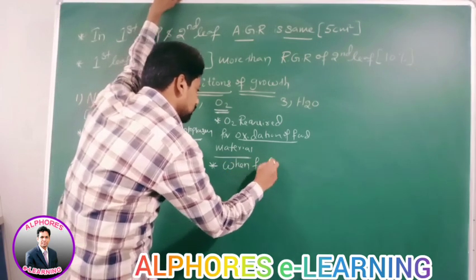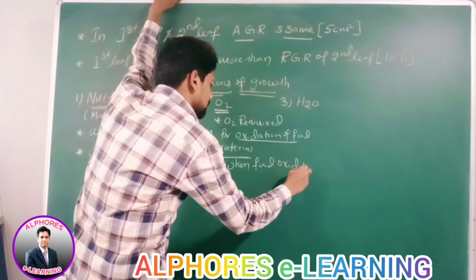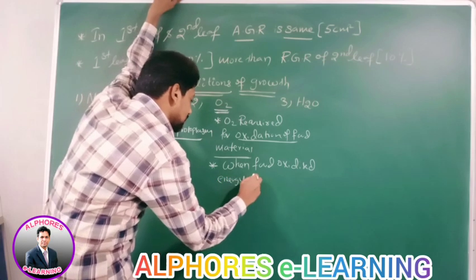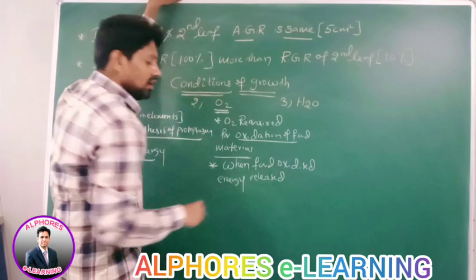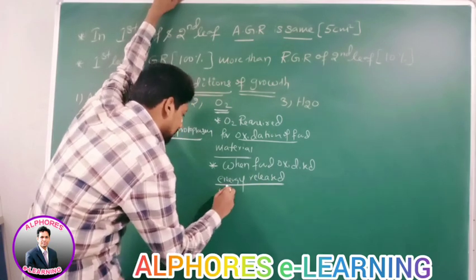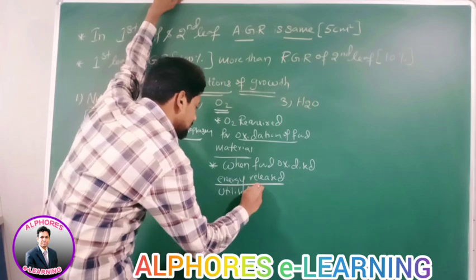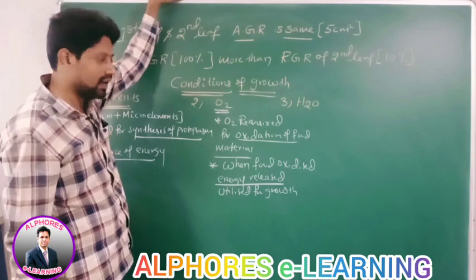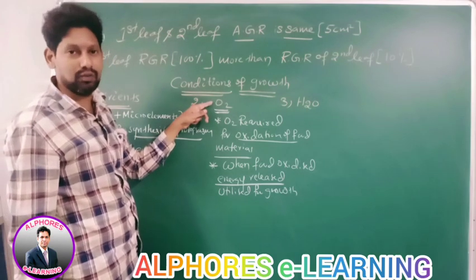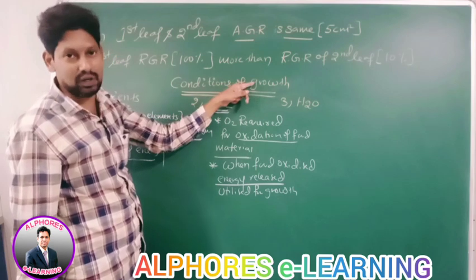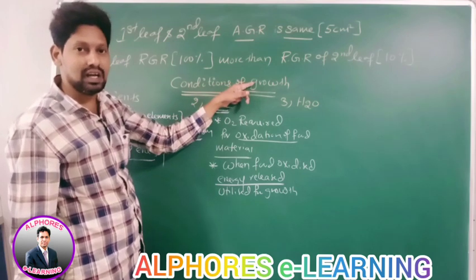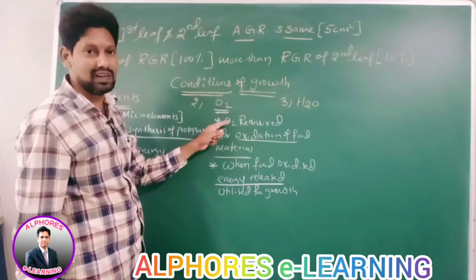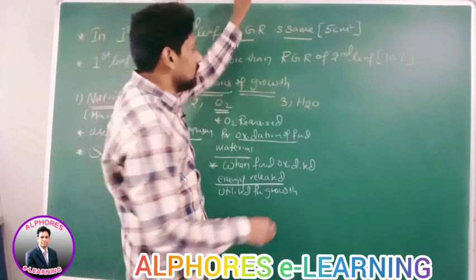When food is oxidized, energy is released. This energy released is utilized for what? Growth. Therefore, oxygen is required for growth. Why? To carry out growth, energy is required. That energy is released by the oxidation of food materials. That oxidation requires what? Oxygen. Is it okay? Go for the third one.